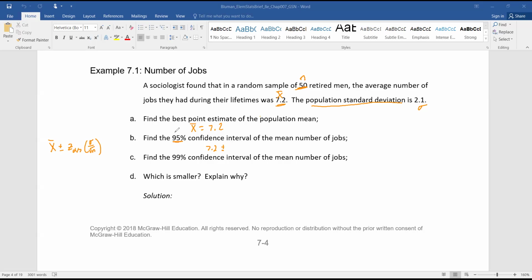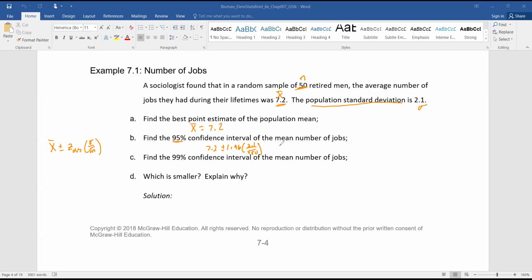And then 95 is one of those ones that you need to have memorized. A 95% confidence interval for a z-score is 1.96. And then you take that and you're going to multiply it by 2.1, divided by the square root of 50. Notice here, I didn't care if it was normally distributed because the sample size was greater than 30. All right, so this is what I'm going to calculate.